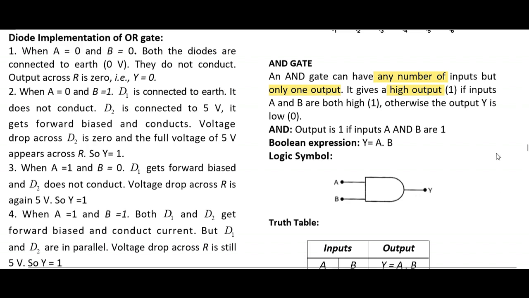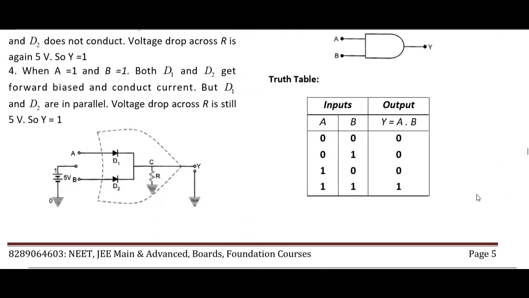Now let us go through its truth table and symbol. Things will be more clear. Output is 1 if inputs A and B are 1. Boolean expression: y is equal to A dot B. Logical symbol: these two are the inputs and y is the output. We have got one straight line, then these parallel lines, and then a curve like this, and then we have got the output. Now let us focus on its truth table.